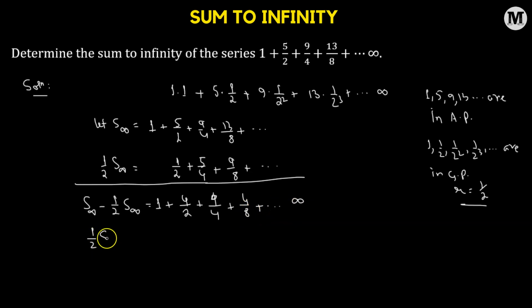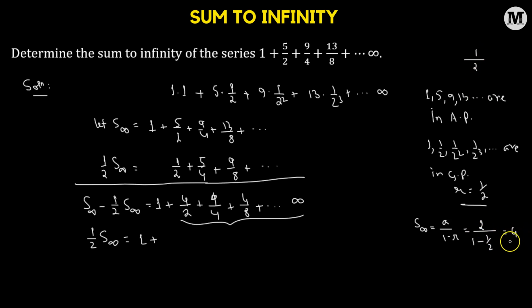Now on the left hand side, we have half multiplied by S infinity, equal to 1 added to an infinite geometric series. The sum of an infinite geometric series is given by A over 1 minus R. In this case, the first term A is 4 over 2, which is simply 2, divided by 1 minus the common ratio. If we take the second term, which is 4 over 4, that's simply 1, and divide by the first term, 4 over 2, which is 2, our common ratio comes out to be 1 half. So this is simply 2 divided by 1 half.